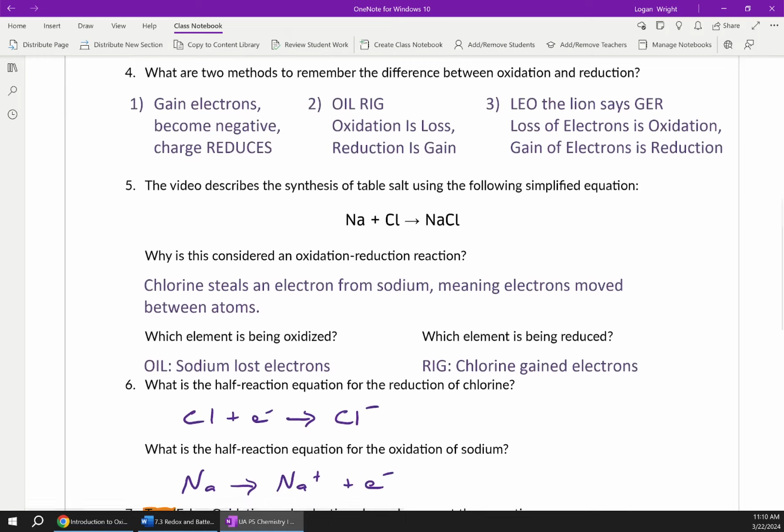Which one is being oxidized? Sodium. OIL, oxidation is loss. Since sodium lost it, it was oxidized. And RIG, reduction is gain. Since chlorine gained it, it is reduced.